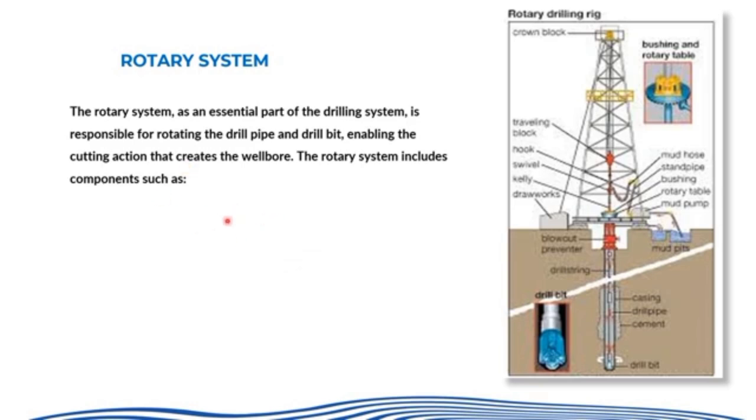So the rotary system means the system and the essential equipment which we combine to rotate the drill bit into the ground or into the water to make the well. The system which rotates the drill bit to make the well goes deeper and deeper. So this system is called the rotary system.